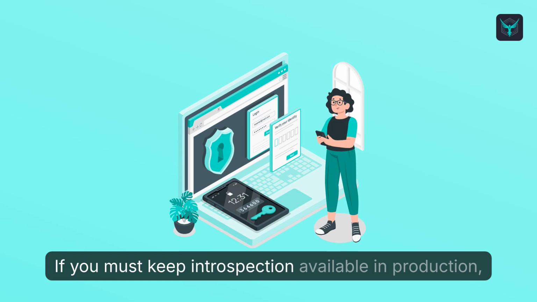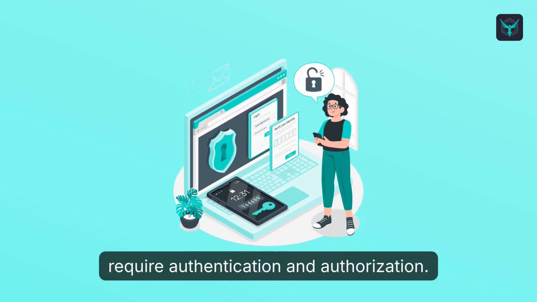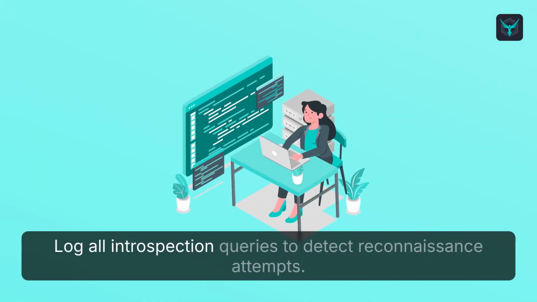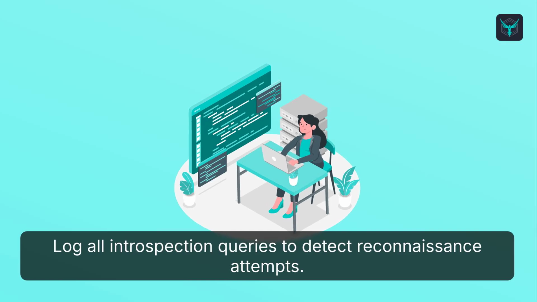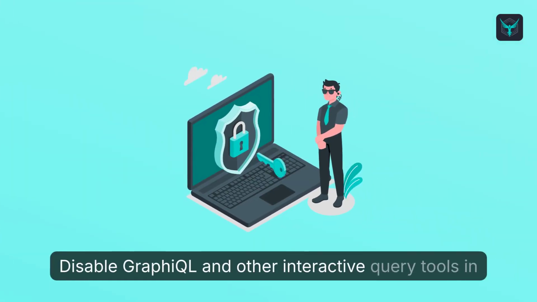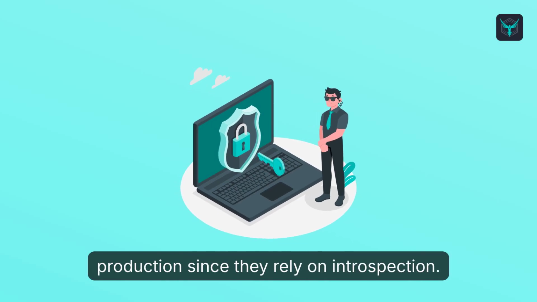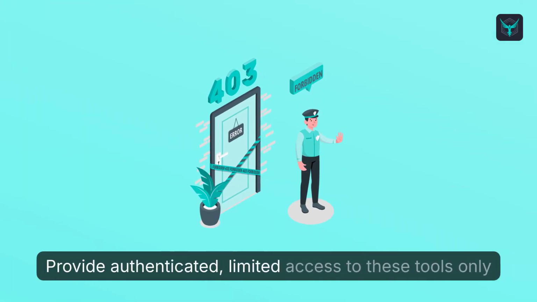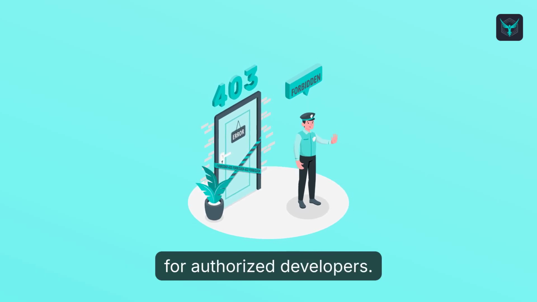If you must keep introspection available in production, require authentication and authorization. Log all introspection queries to detect reconnaissance attempts. Disable GraphQL and other interactive query tools in production since they rely on introspection. Provide authenticated, limited access to these tools only for authorized developers.